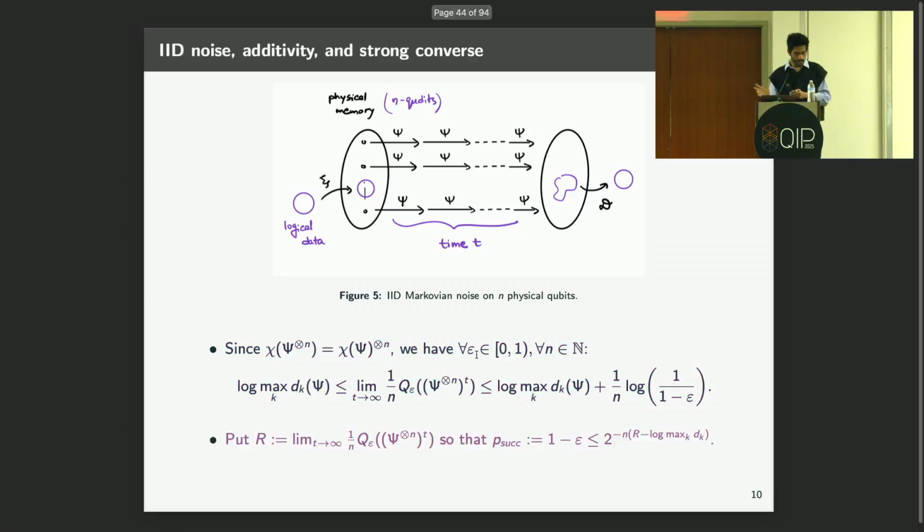Just to tweak it slightly, another way to look at this is that if you fix your rate at which you're storing things, then you can slightly massage this inequality to see that the probability with which you will successfully recover your information will go to zero exponentially fast if you try to store at a rate above this log max over k of d_k. So this is another way to put this strong converse behavior. All right, so this is the IID setup.